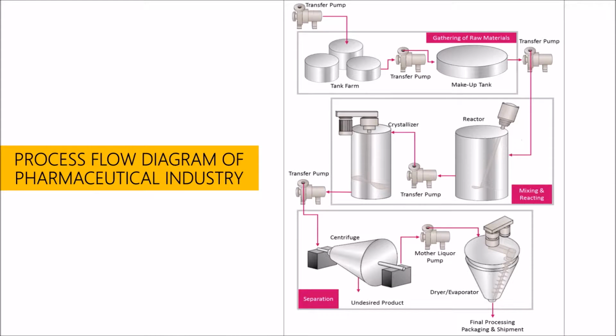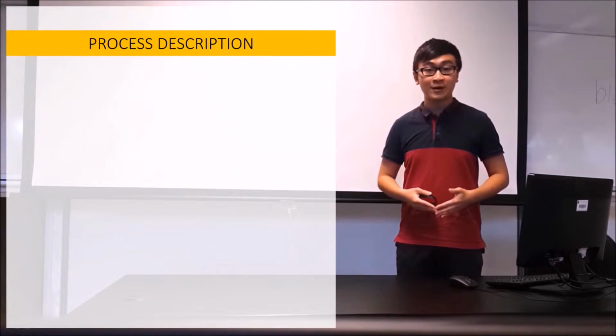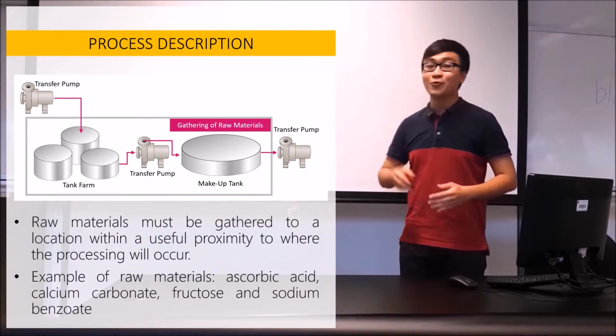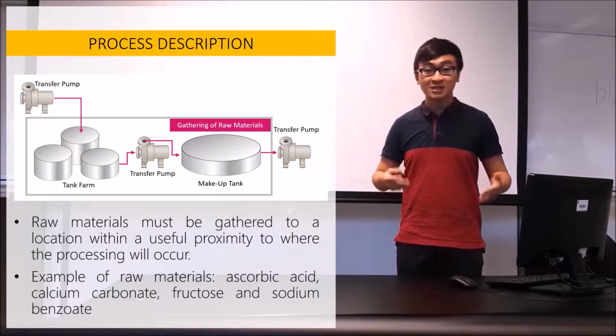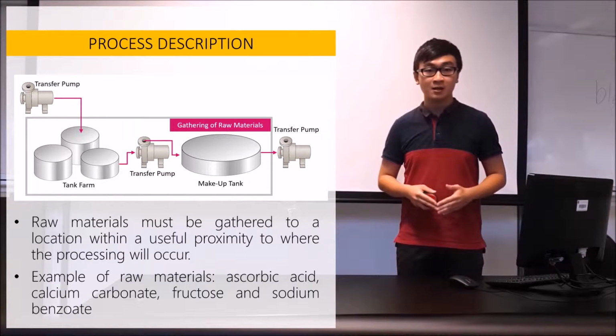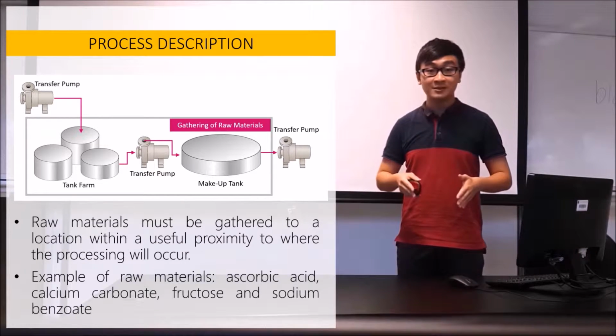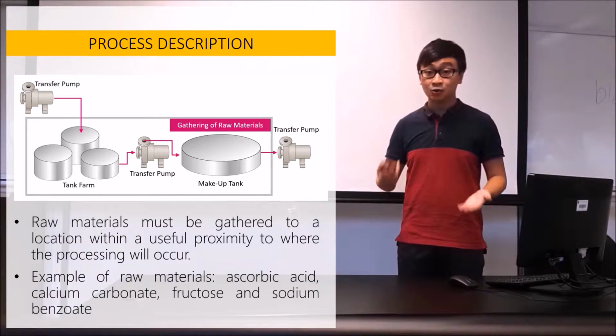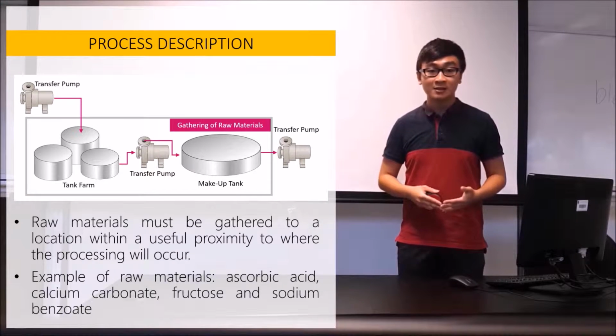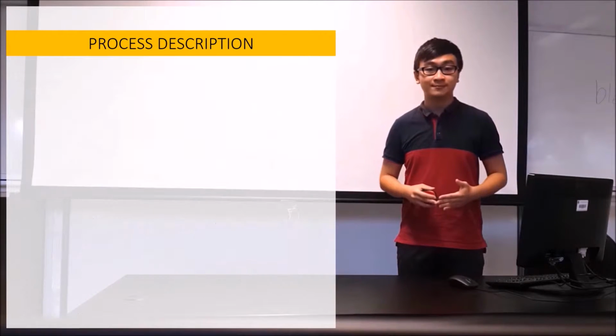And this is the diagram form of the process flow chart. Now, we will look into the process flow diagram from section to section. First is the gathering of raw materials. The raw material must be gathered to a location such as a tank farm within a useful proximity to where the processing will occur. Some examples of raw materials for the pharmaceutical industry are ascorbic acid, calcium carbonate, fructose, and sodium benzoate.